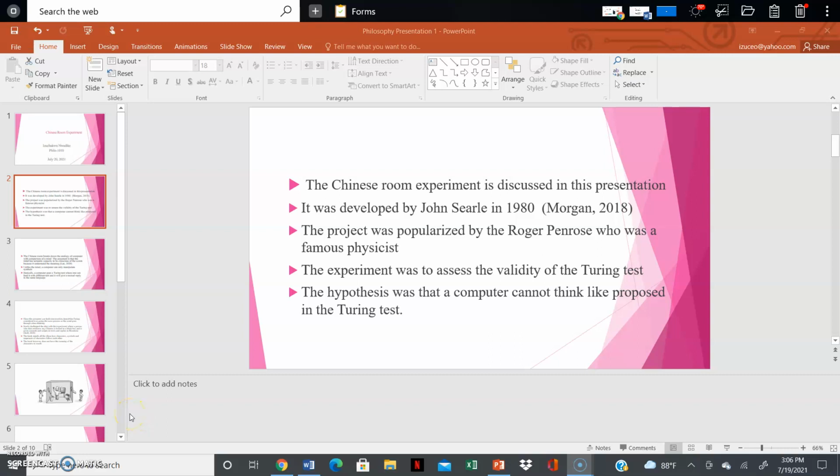Ezechiel Nwadikan. This presentation is on the Chinese room experiment, as presented by John Searle. It was developed by John Searle in 1980, Morgan 2018. The experiment was popularized by Roger Penrose, who was a famous physicist. The experiment was to assess the validity of the Turing test. The hypothesis was that a computer cannot think like a human, as proposed in the Turing test.